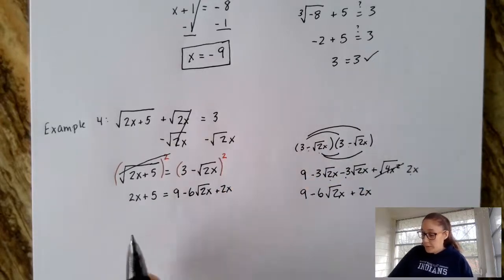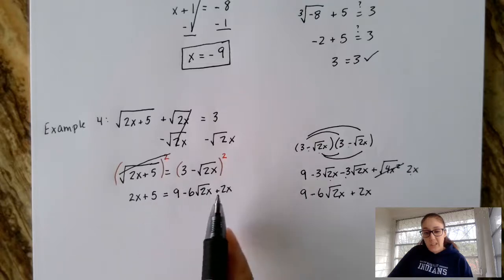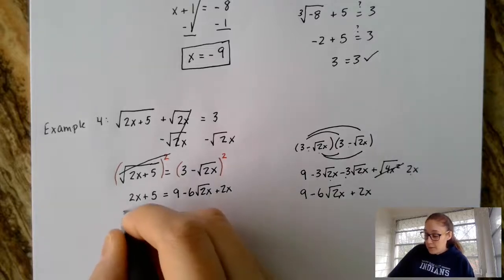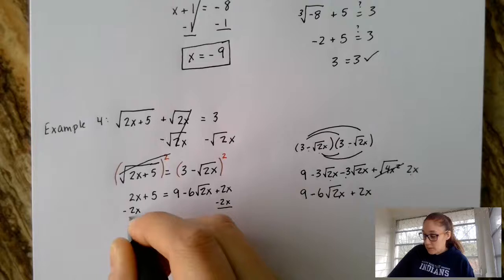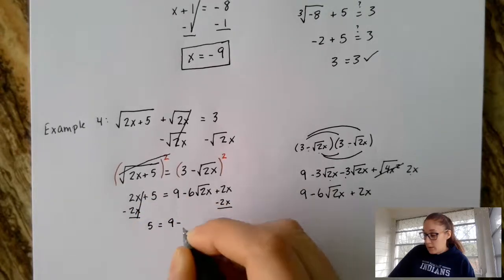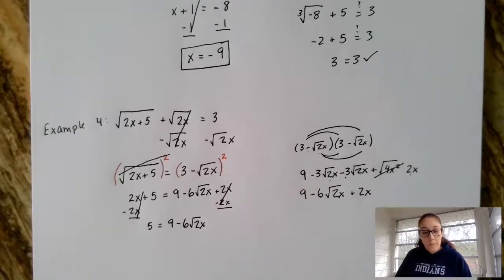Okay. So let's go ahead and continue combining our like terms. I know this looks kind of ugly right now, right? It's not what we really want to see, but it's going to get better. So let's go ahead and do minus 2x. And we have 5 equals 9 minus 6 radical 2x, and these canceled out as well.